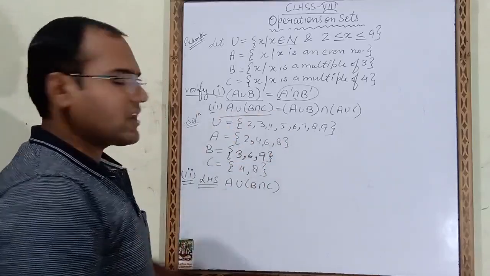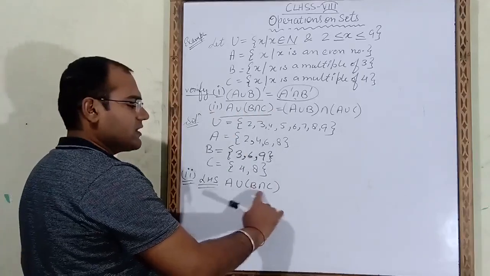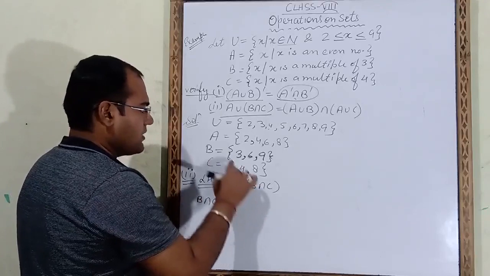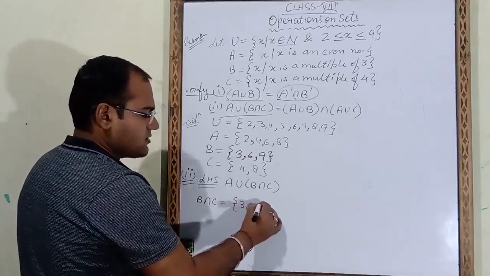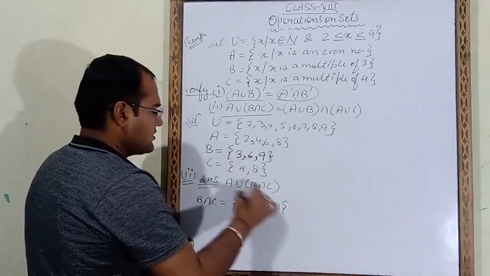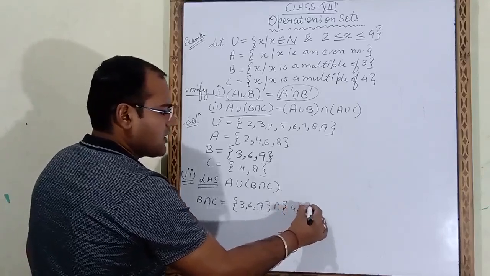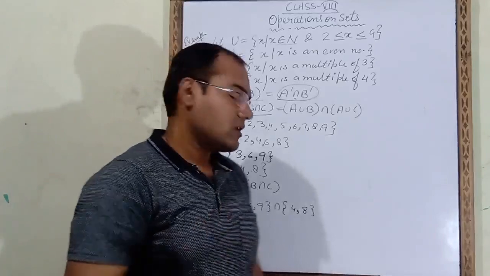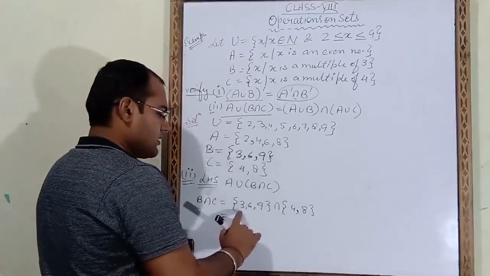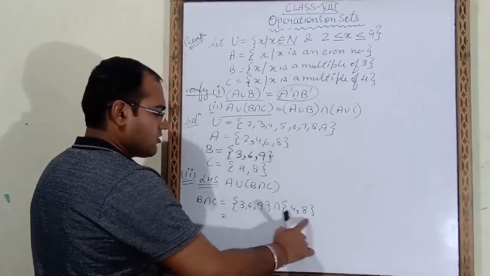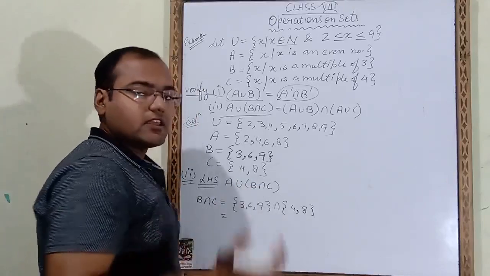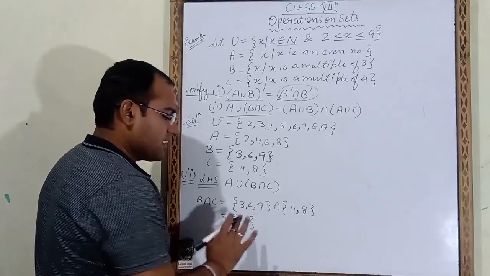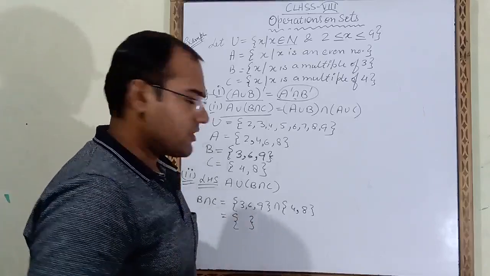In order to solve this left hand side, first of all we have to solve B intersection C. B values are 3, 6, 9, intersection C, which is 4 and 8. The intersection sign is coming. Intersection is common. So what is common in both? 3 not common, 6 not common, 9 not common. Nothing is common. So what we will do? We will write here empty. This is the empty set.